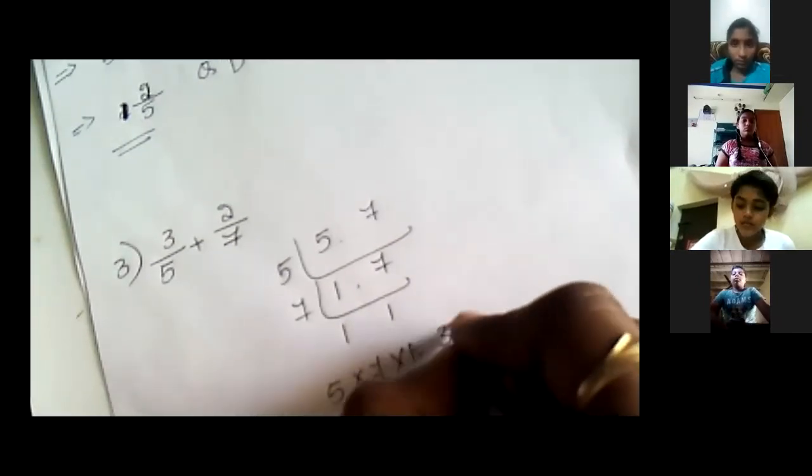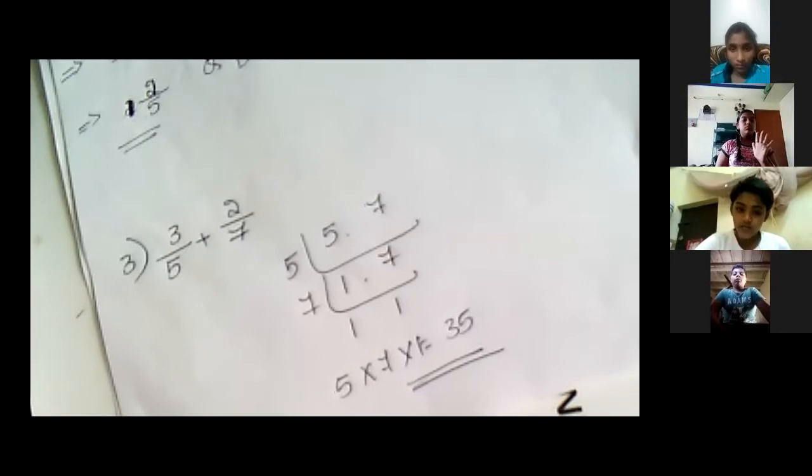5 ones are 5, 1 5 is 5. 7 ones are 7, 1 7 is 7. Both numbers don't divide by any other number. So using prime numbers, we can multiply these two. 5 7s are 35. 35 is our LCM. But if you didn't understand, you can easily take the LCM of 5 and 7. In the 5 table, 5 ones are 5; next the 7 table, 7 ones are 7. So 5 into 7 into 1, 5 sevens are 35. So 35 is our LCM.